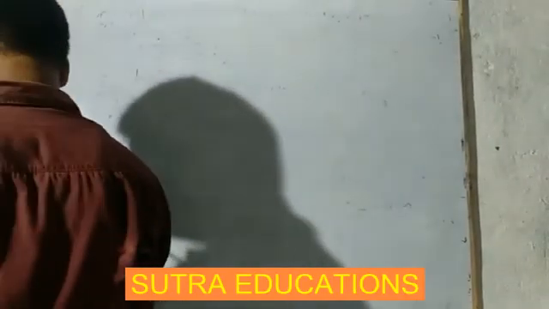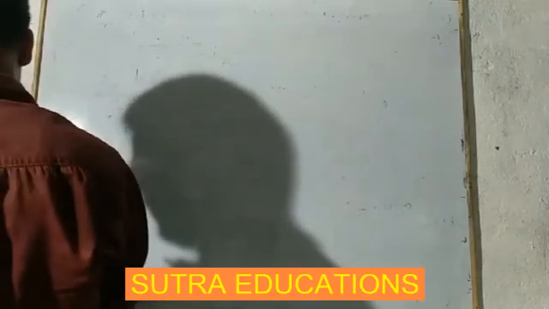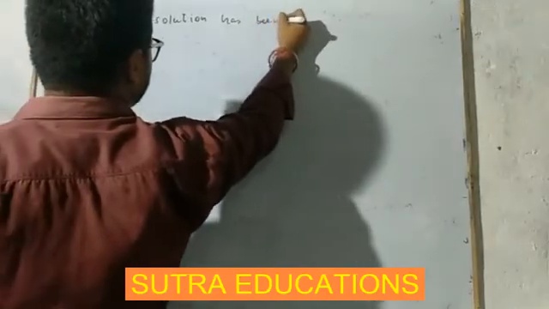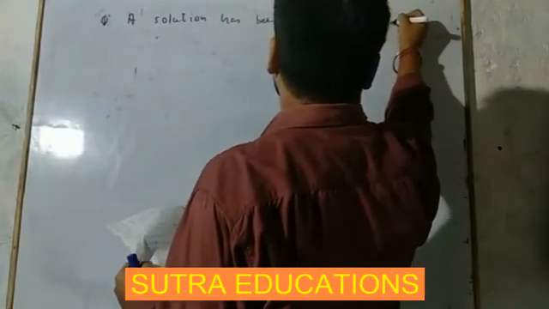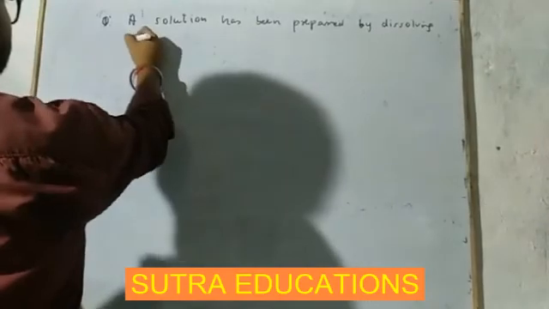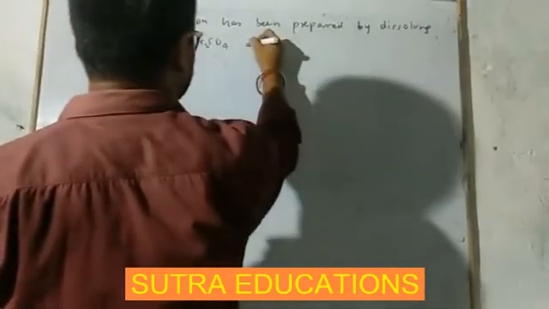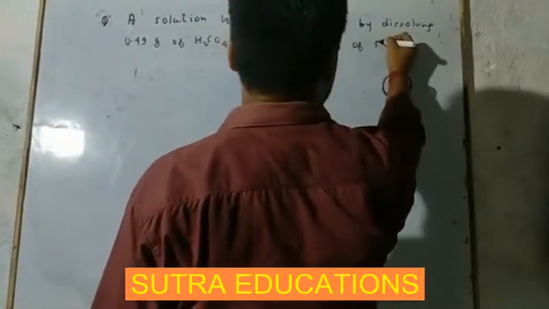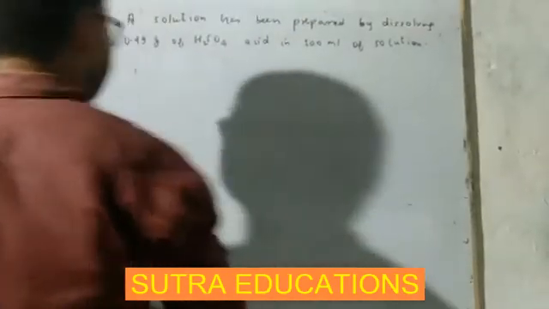Next question is, a solution has been prepared by dissolving 0.49 gram of H2SO4 acid in 100 ml of solution. Now calculate the normality of the solution.